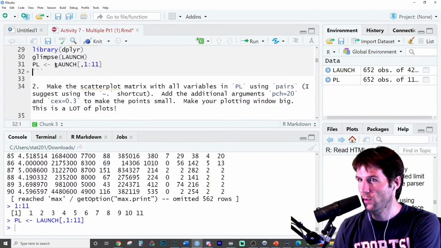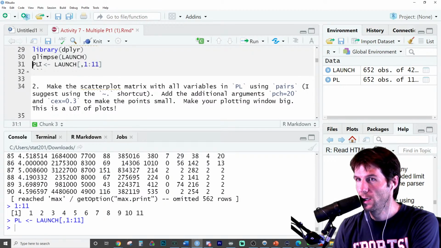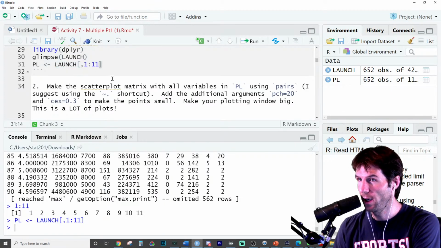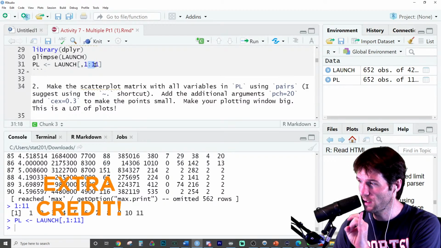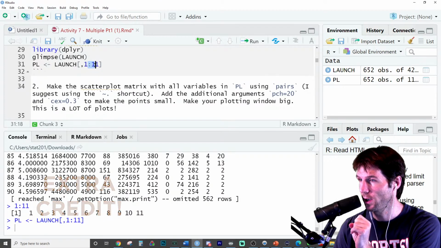Hopefully this is good practice, and reading this code makes sense. Save into product launch, so it's PL, product launch, and take all the rows because we're leaving it blank, and then take the columns 1 through 11. Veda, excellent work, 100 points. Keep it up, keep practicing. Try solving these things along with me, even though I'll be showing answers right here.